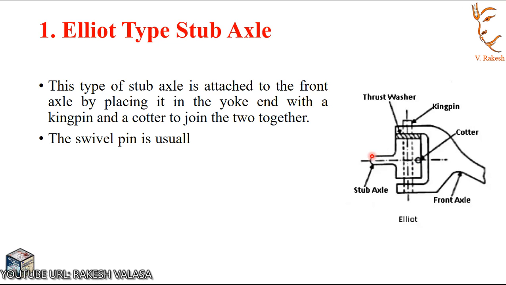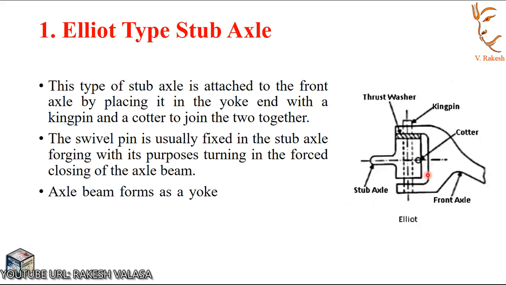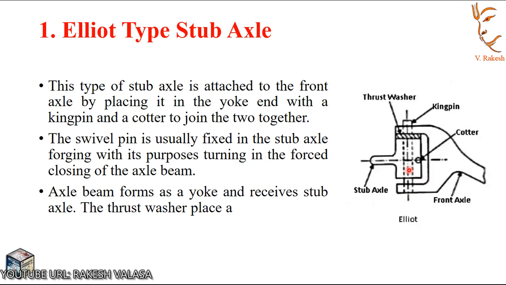The swivel pin is usually fixed in the stub axle, forging with purpose turning in the forced closing of the axle beam. Axle beam forms as a yoke and receives stub axle. The thrust washer is placed at the top portion of the stub axle.